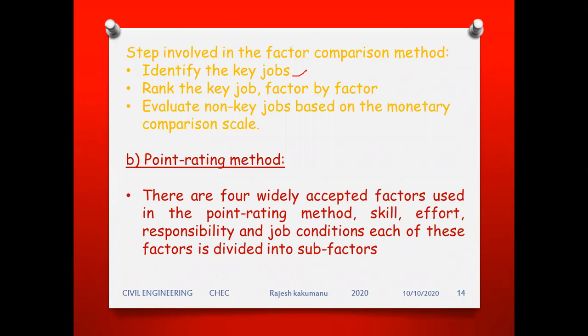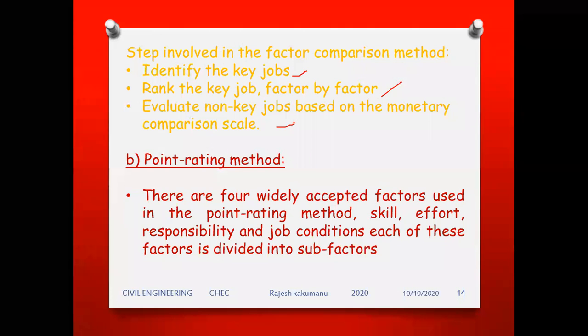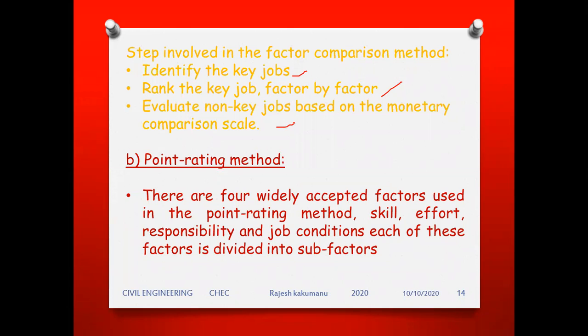Rank key job factor by factor. So after identifying the key jobs, what is the next thing to do? You have to rank it. You have to give the rank factor by factor. Next, evaluate non-key jobs based upon the monetary comparison scale. So once the key jobs have been separated and given some strategy, next check for the non-key jobs. అంటే అంత అవసరం అంత ముఖ్యమైన జాబ్స్ కాకుండా జనరల్ జాబ్స్ ని again you have to evaluate and you have to give the scale for that.